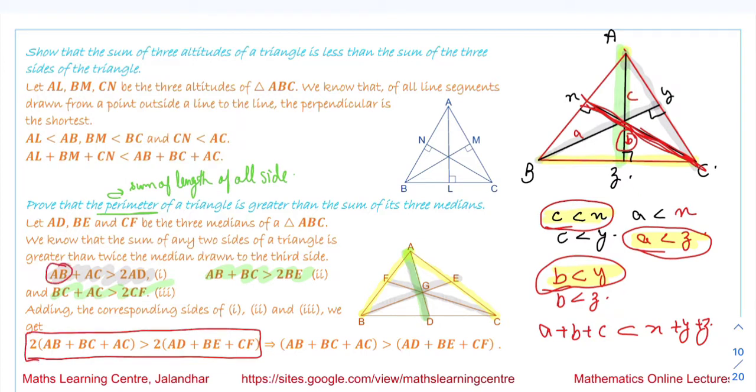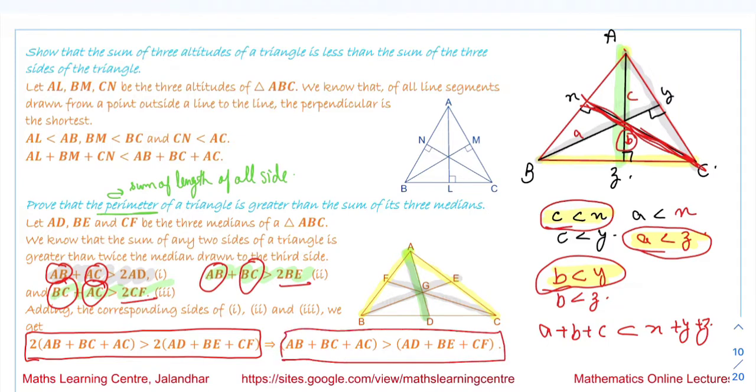AB is 2 times this, AB is there, 2AB, AC is 2 times, and BC is 2 times. From the other, we are getting 2AD plus 2CF plus 2BE. The 2 gets cancelled, and we are left with this equation, that AB plus BC plus AC. So AB plus BC, what does AB plus BC mean? AB plus BC plus CA. This is the sum of the sides of the triangle.